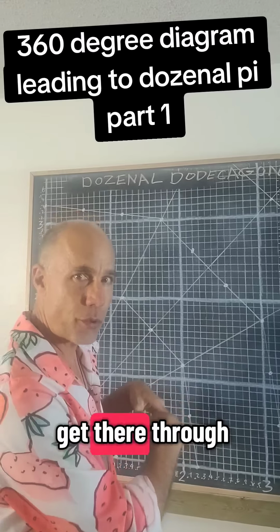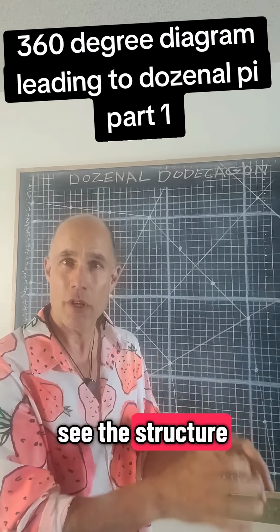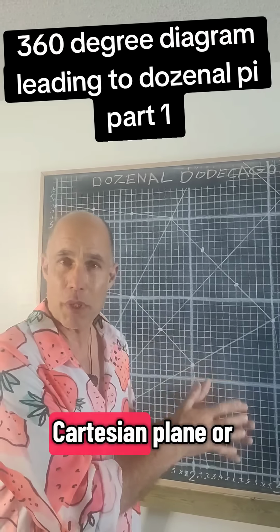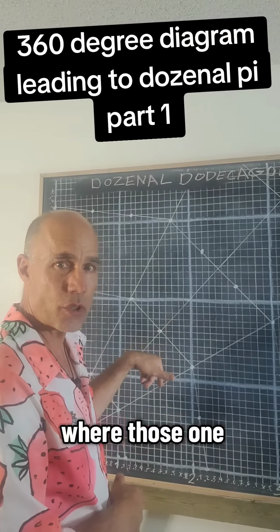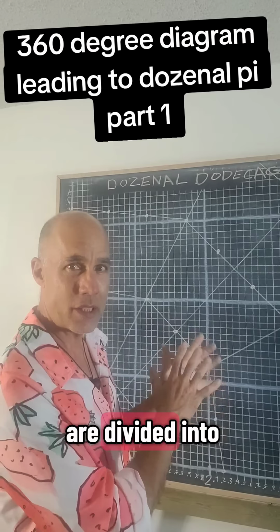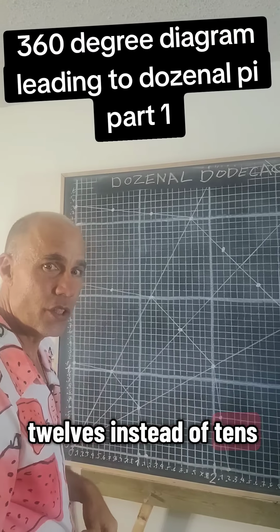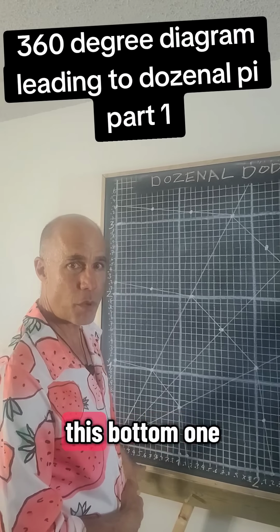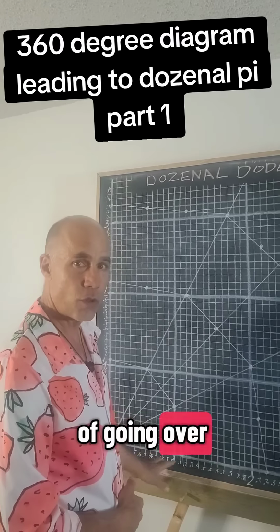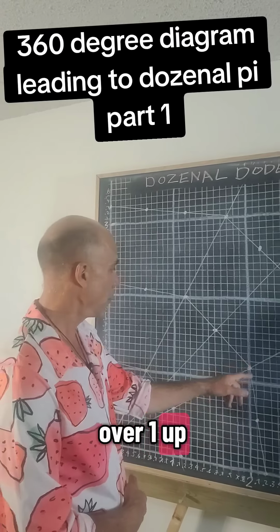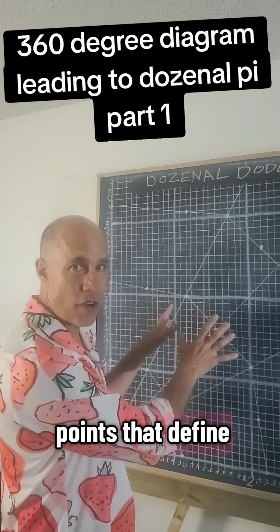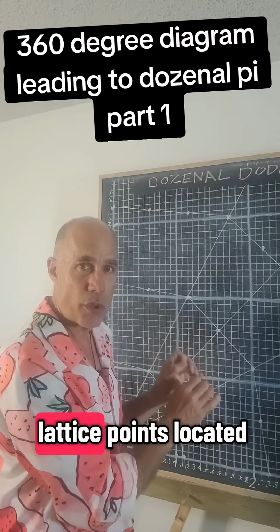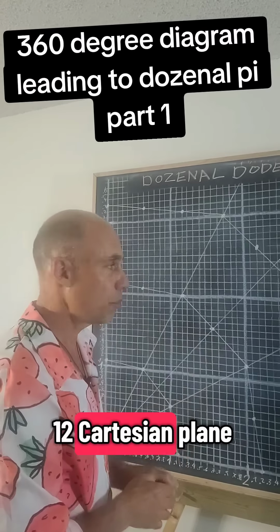But we have to get there through the geometry so you can see the structure that gives rise to that number. So we're working on a Dawsonal Cartesian plane, or a base 12 Cartesian plane, where those 1 by 1 squares are divided into 12s instead of tenths. You can see this pattern. We start at 0, 0, and this bottom line has a slope of going over 1, then up 0.7, over 1, up 0.7. And all the points that define its shape and the slopes connecting them are all distinct lattice points located on the base 12 Cartesian plane.